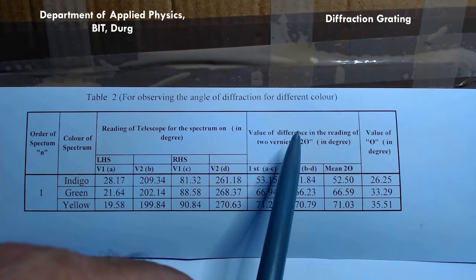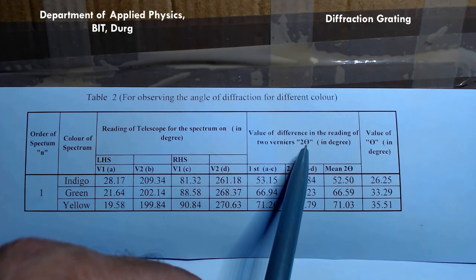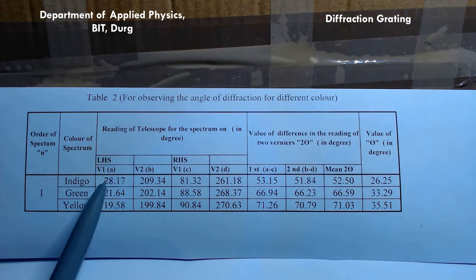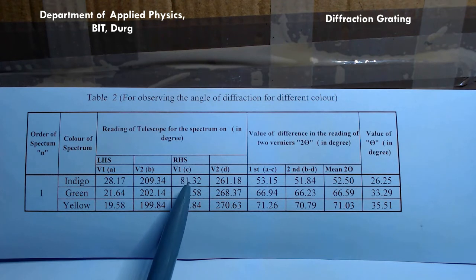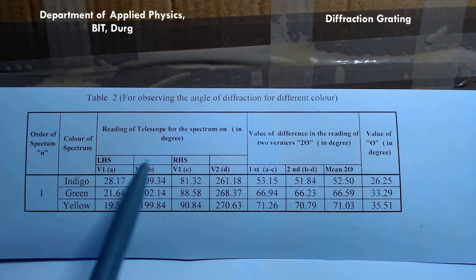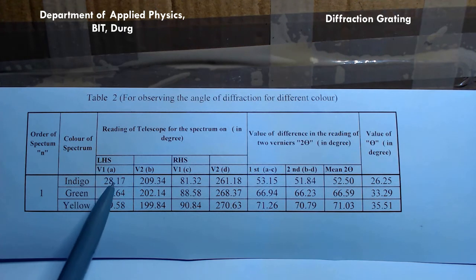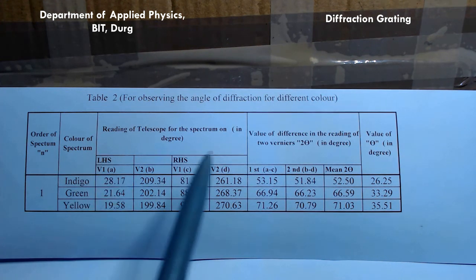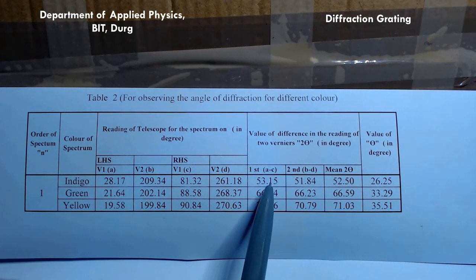Now, what we have to get is the angular separation between left and right position of the telescope for the same color, that is for indigo. The separation between the first vernier in the left hand side and first vernier in the right hand side is given here. Means C minus A or A minus C, whichever is greater. It is not actual subtraction but difference only. So 81.32 minus 28 gives us the angular separation of 53.15.